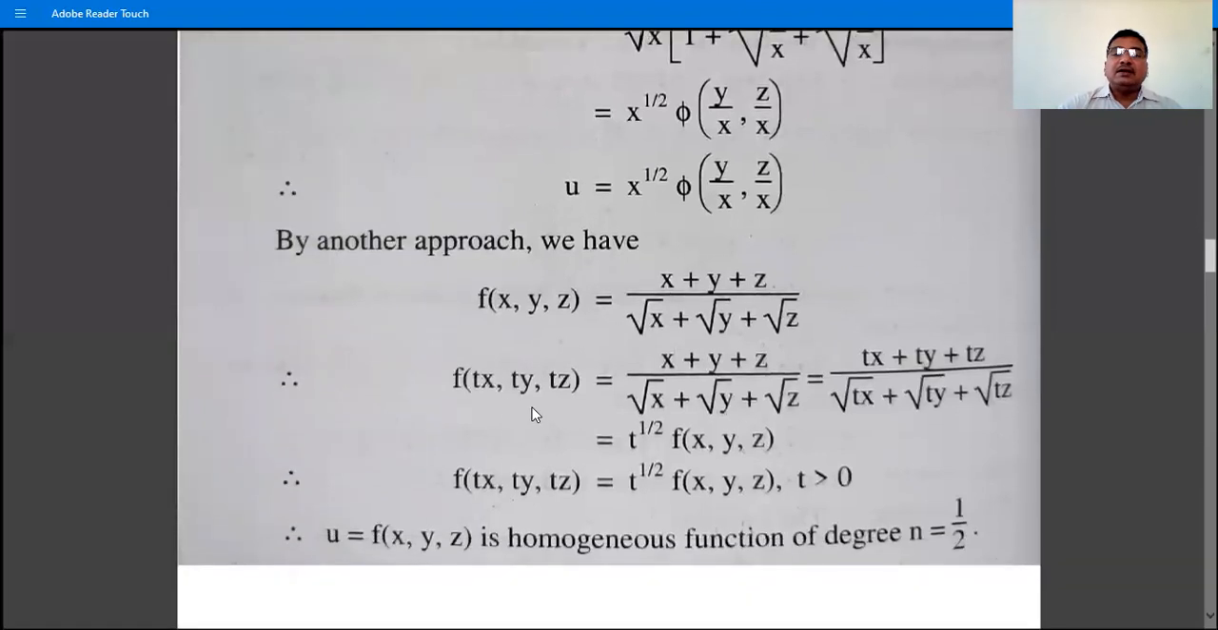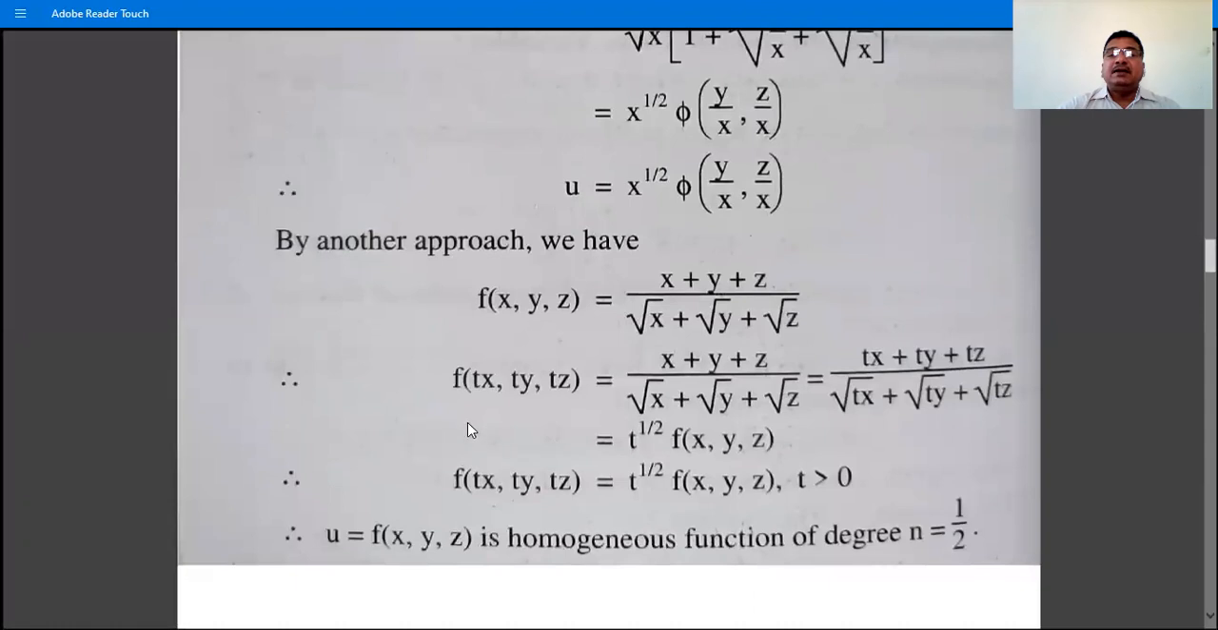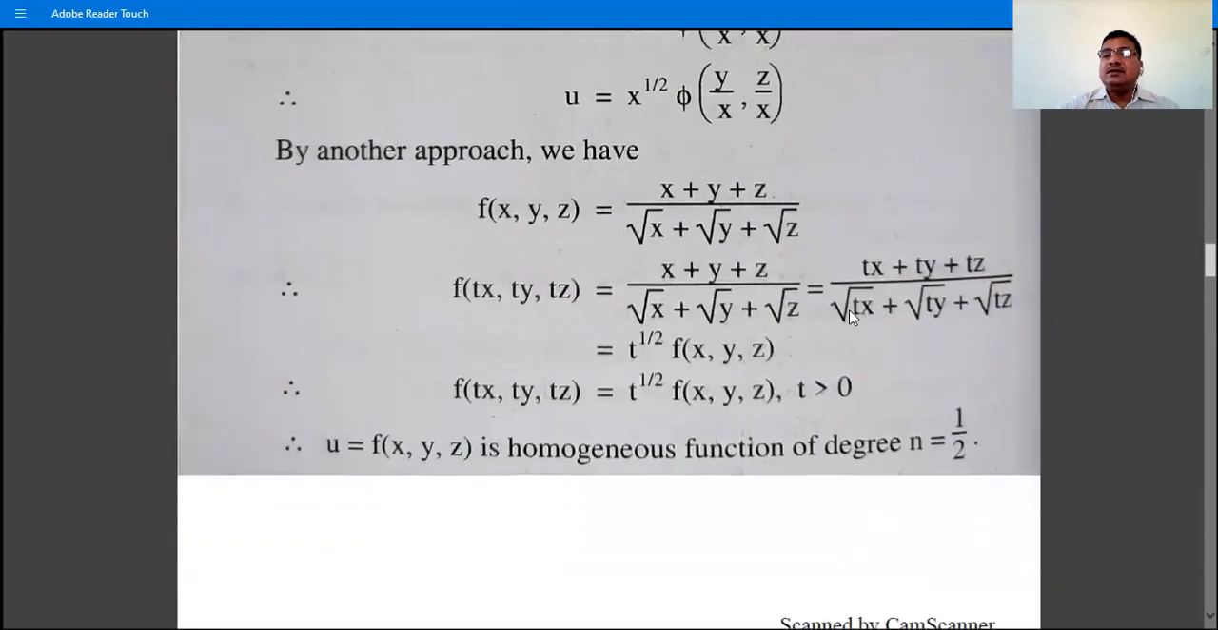Or we can also take f of tx, ty, tz. This is f(x, y, z). So we will find f of tx, ty, tz. Replace x, y, z by tx, ty, tz. So it is tx plus ty plus tz divided by root tx plus root ty plus root tz, and then take t common from the numerator, and t raised to half, or root t, common from the denominator.